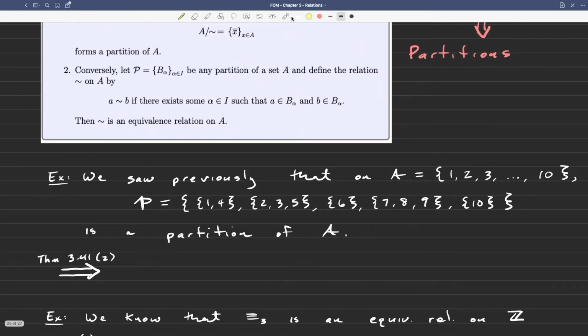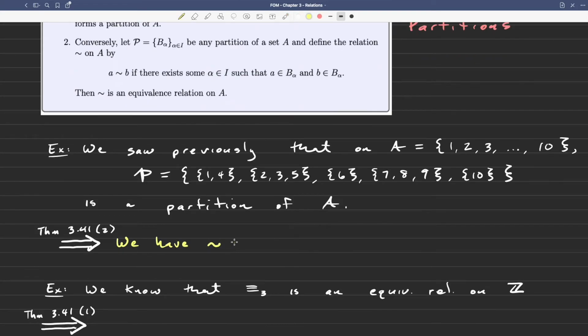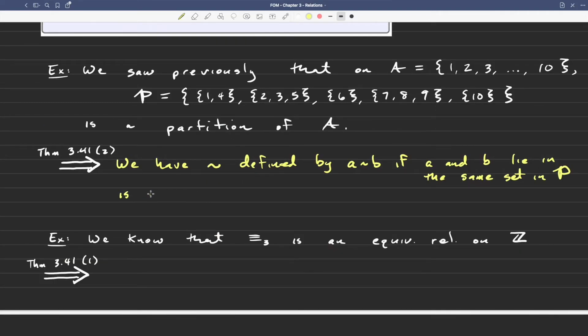This is the previous example that we did. We had this partition here of the set 1 through 10. We checked that it was a partition. If we apply part 2 of this theorem, we know that there's an equivalence relation, tilde, defined by a tilde b if there exists an alpha. I don't really have an indexing set for this particular example, but I can just say it this way: if a and b lie in the same set in P. So we know this is an equivalence relation, and we know what the equivalence classes are.